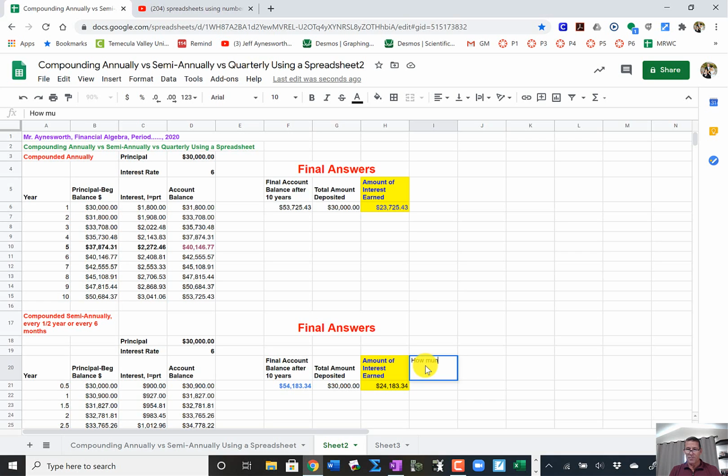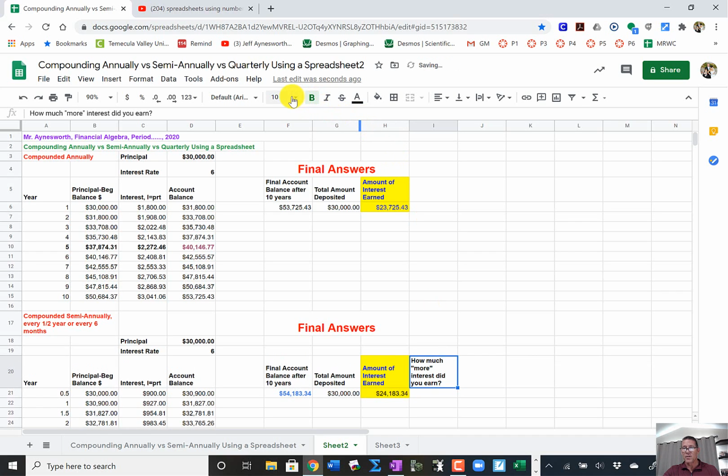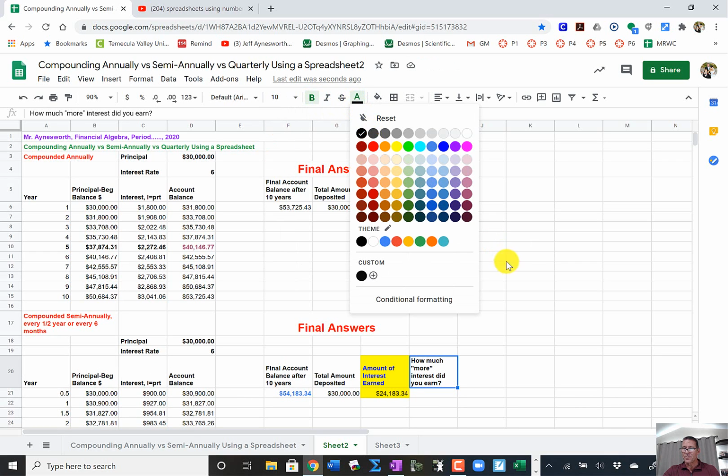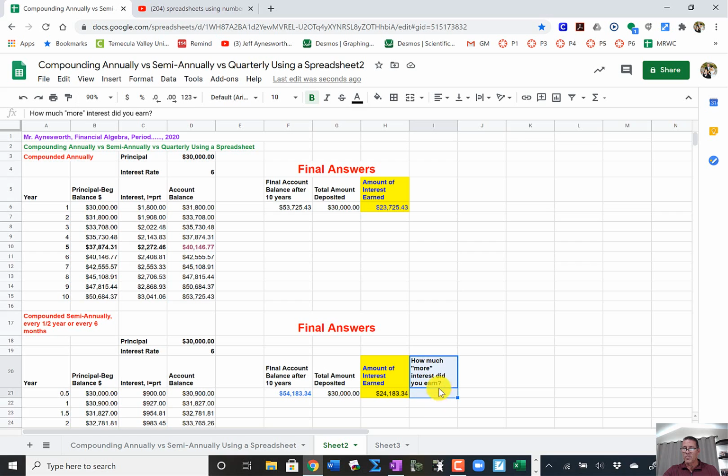So how much more interest did you earn? Type that in, question mark. You guys are lucky I'm a slow typist. Okay, so let's bold this puppy and change the color to red. Okay, so bold, change it to red, and let's figure this out.